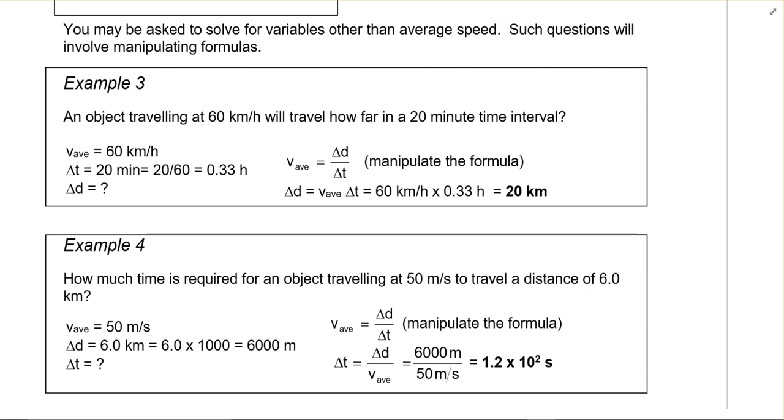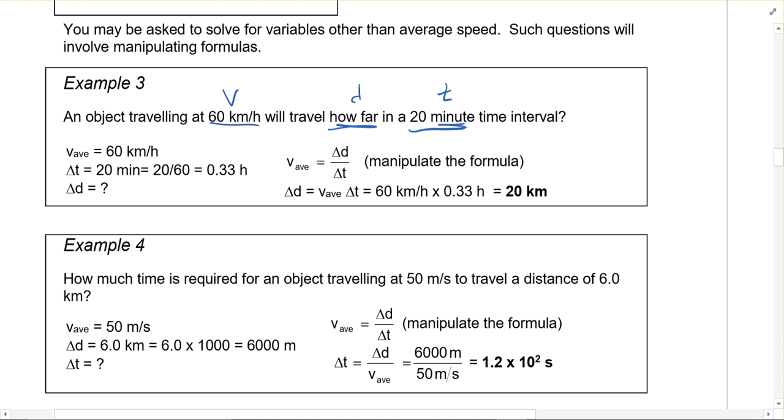So there will be times where you'll need to rearrange the formula, where it says an object traveling at 60 kilometers an hour will travel how far in 20 minutes. So I've got velocity and I've got time. So now I'm looking for distance. It says how far will it travel. So that's distance. So I wrote down what I know here. So V average is 60 kilometers an hour.